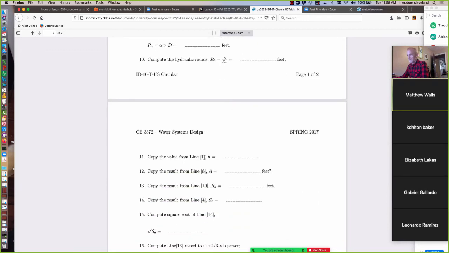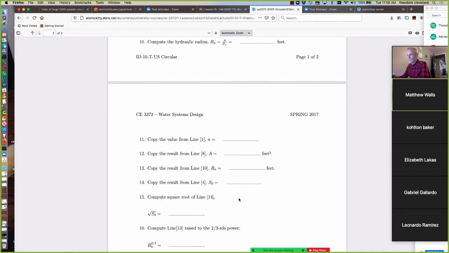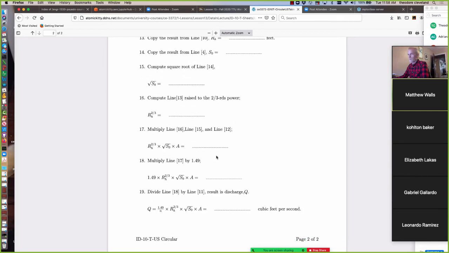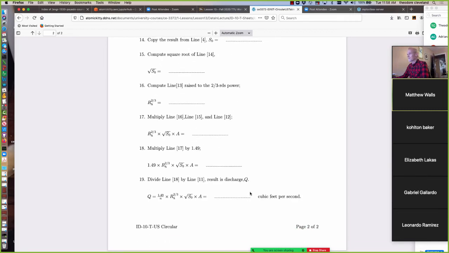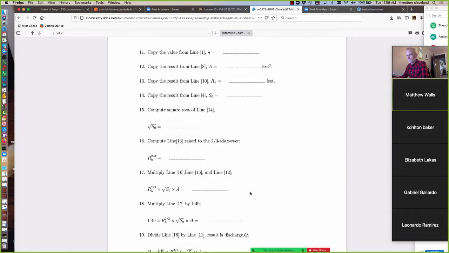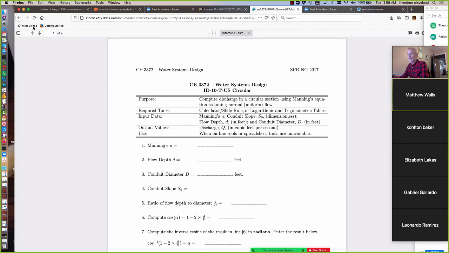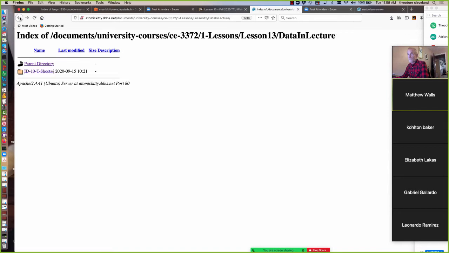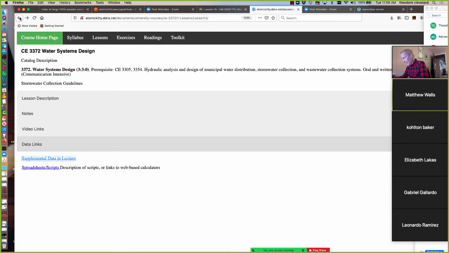So copy the value from line 1, put it here, line 8, put it here, line 10, put it here, line 4, put it here, compute the square root, compute the 2/3 power, multiply, and you get your answer in cubic feet per second. So that's really an old-fashioned interface. The value of doing it on something like that is once you write it down, you have documented your work.